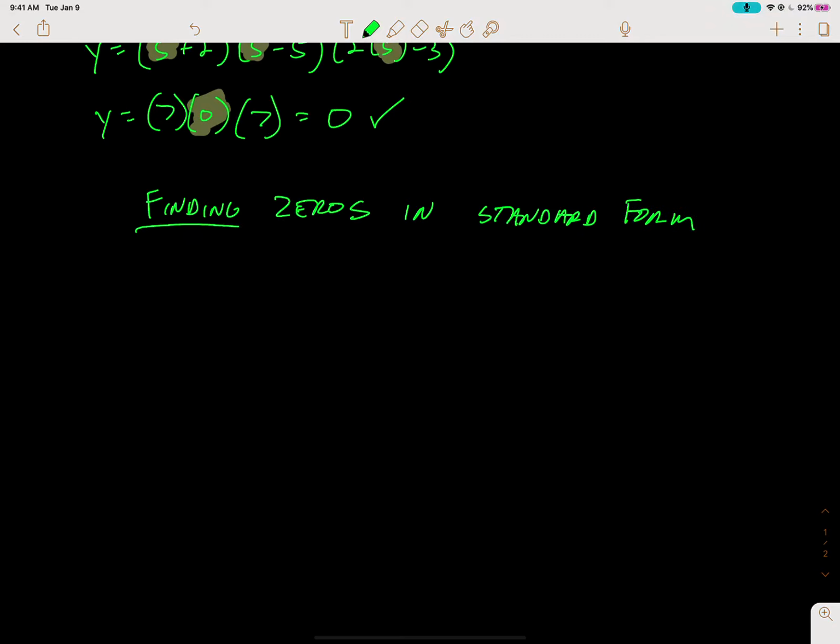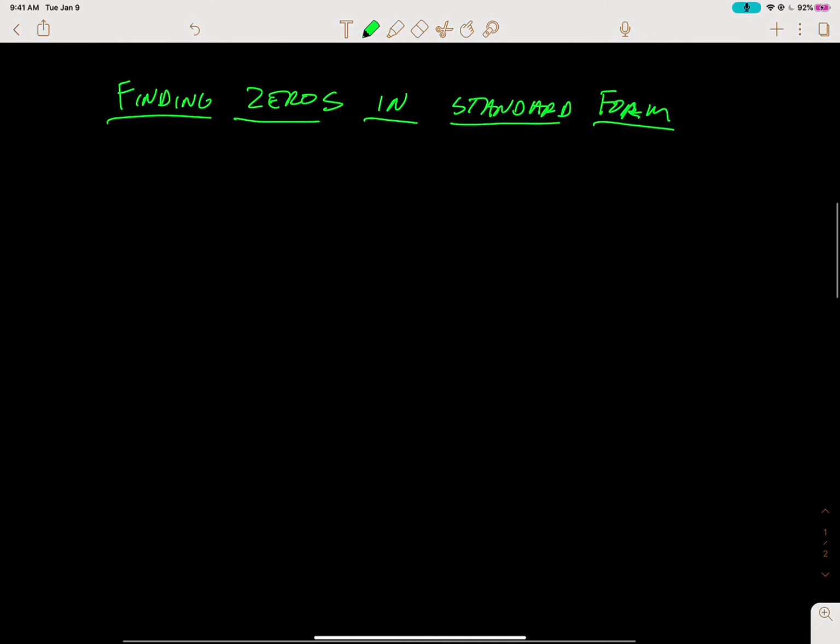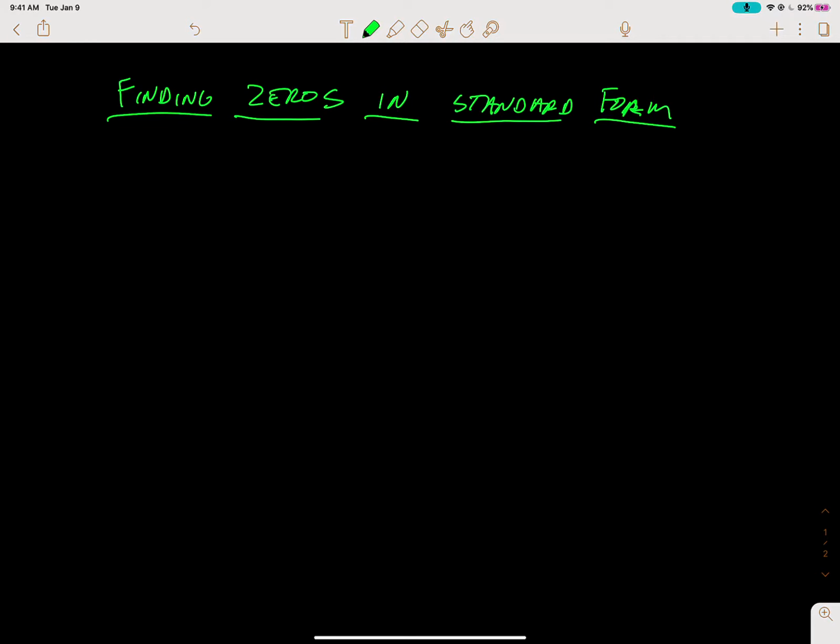And we'll see why factored form is definitely preferred. Standard form, this process we're about to learn today, it's a little bit lengthy. So it's much easier to do what we just did there when it's in factored form. So first of all, we will use a theorem called the rational zeros theorem, or the rational roots theorem.